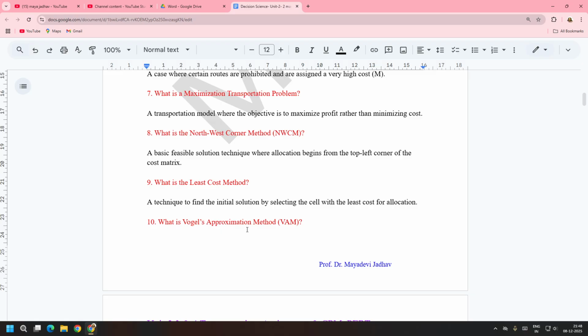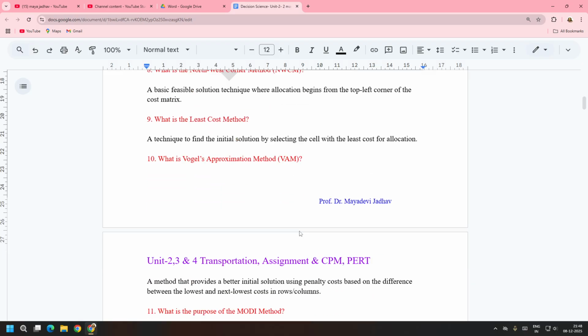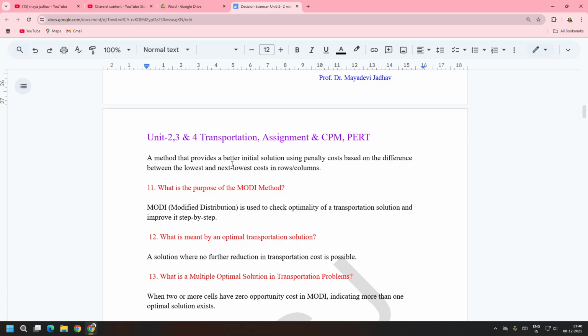What is Vogel's approximation method (VAM)? A method that provides a better initial solution using penalty cost based on the difference between the lowest and next lowest cost in rows and columns. What is the purpose of MODI method? MODI means modified distribution. It is used to check optimality of transportation solution and improve it step by step.